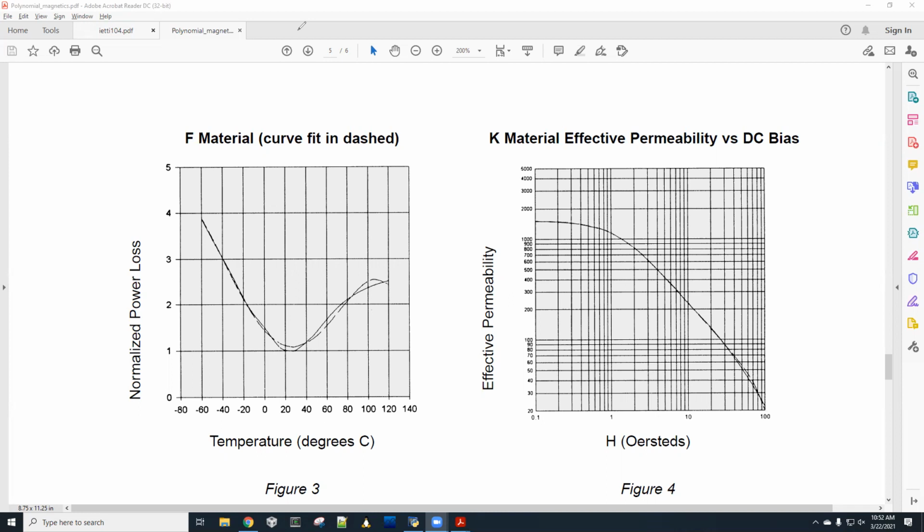So to optimize the design of our power conversion circuit, we need to make sure that we're operating in a range that the magnetic material is not going to waste too much power. Or if it does waste power, that we have a firm grasp on how much is going to be wasted.